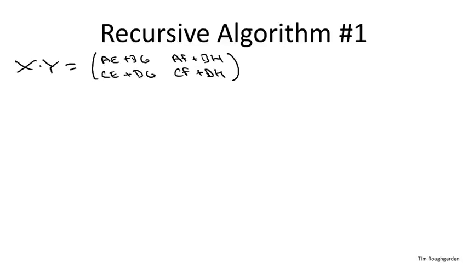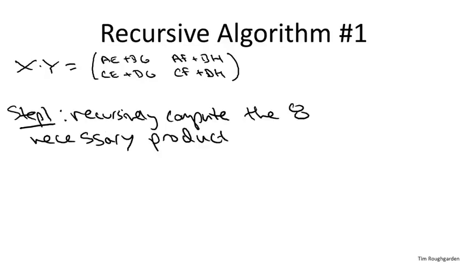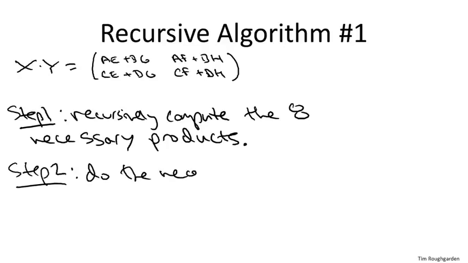There are 4 entries in this expansion of x times y. Each of the blocks is the sum of 2 products, and none of the products reoccur. They're all distinct. So naively, if we want to evaluate this, we have to do 8 different products of n over 2 by n over 2 matrices. Once those recursive calls complete, all we do is the necessary 4 additions. As we discussed, that takes time proportional to the number of entries in the matrix, so this is going to take quadratic time overall, quadratic in n, linear in the number of entries.